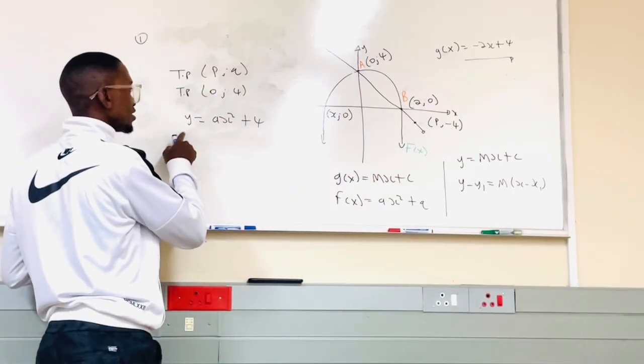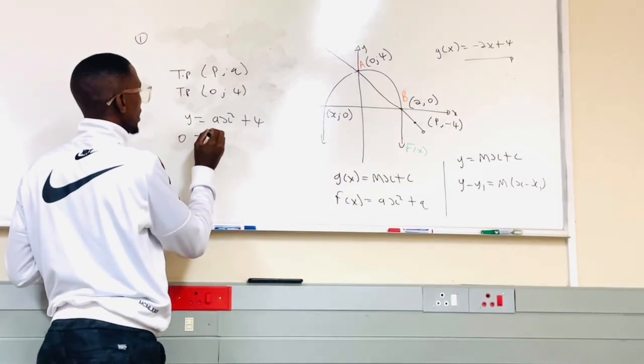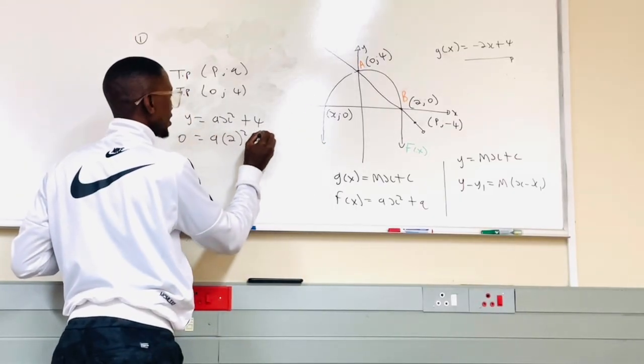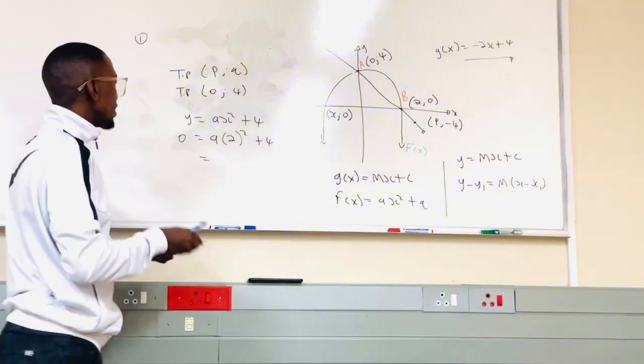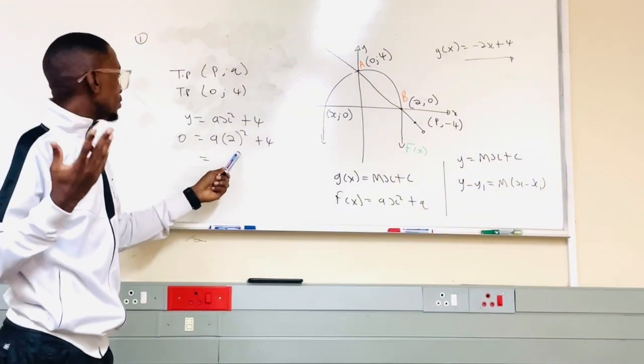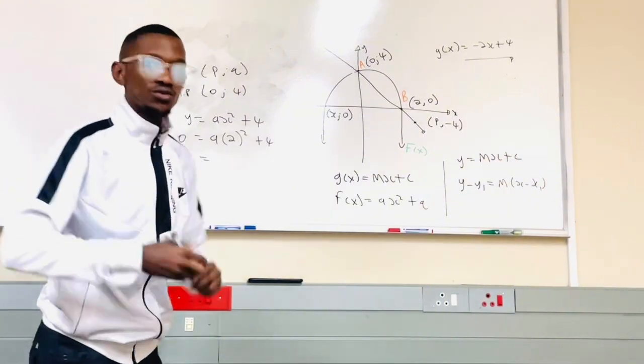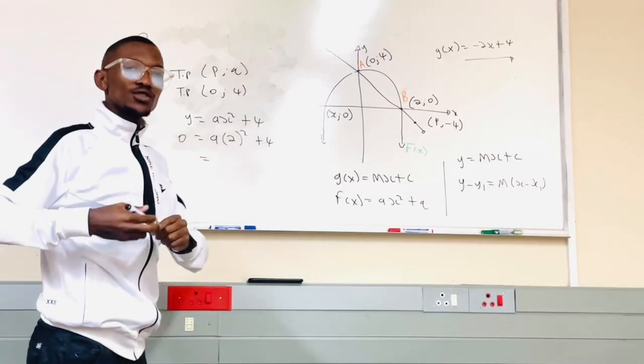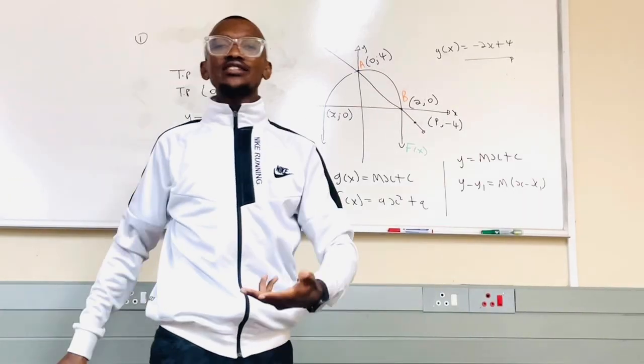So I'm going to, where I see y, I put 0. And then a into where I see x, I put 2 all squared plus 4, okay? Then from there, 2 squared, remember, 2 squared is the same as 2 times 2, right? So 2 is your base and the exponent tells you how many times the base must multiply itself.